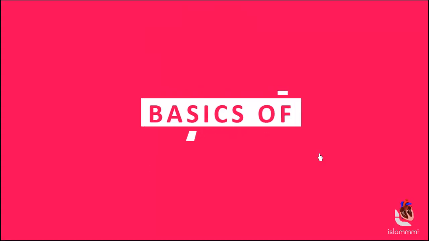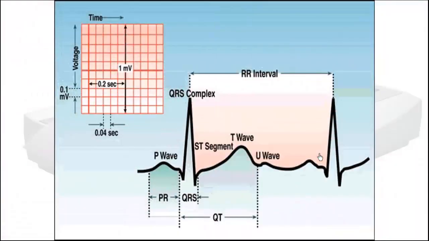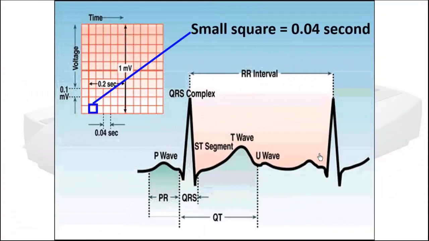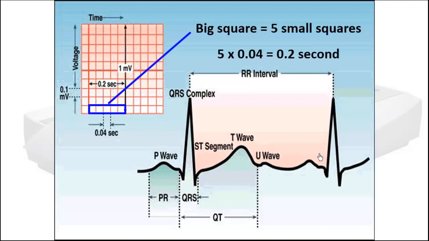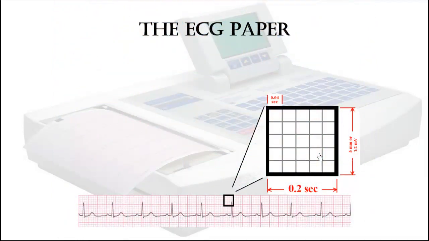So we will start with the basics of the ECG. Starting with the paper of the ECG, as you can see, this is a small square, and this small square is equal to 0.04 second. If we take 5 squares, we multiply 5 by 0.04, it will be 0.2. Again, the small square is 0.04 second. The 5 squares will be 0.2 seconds. We will use this very nicely in how to calculate the heart rate.